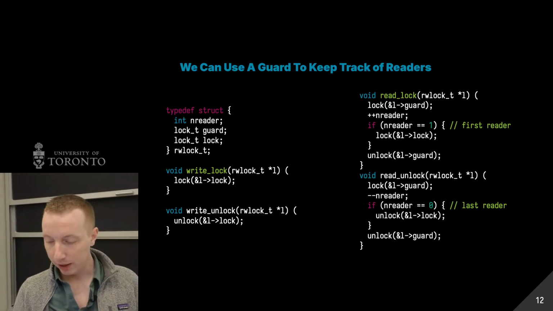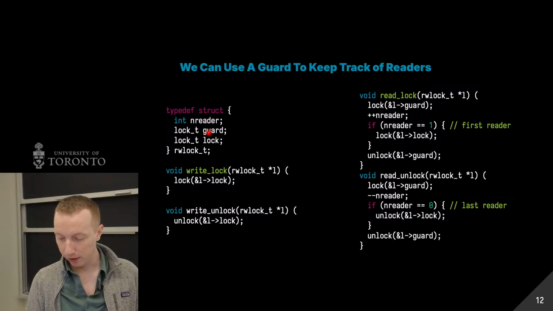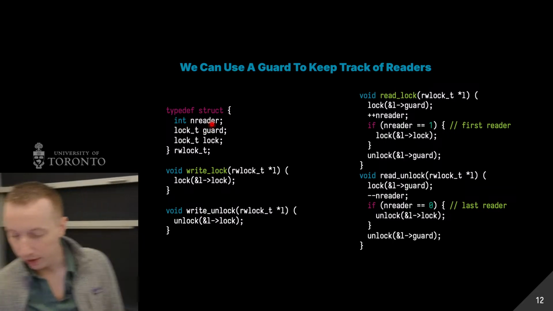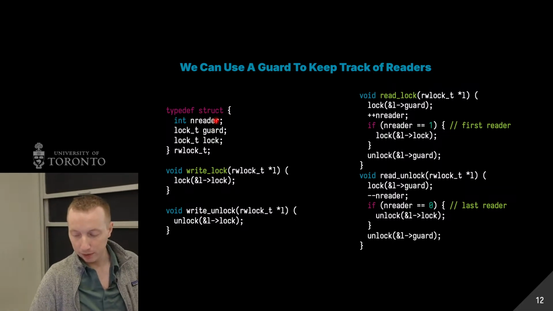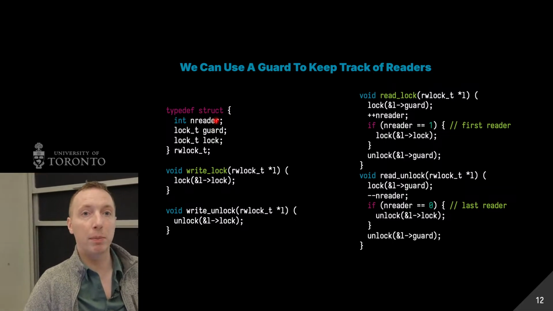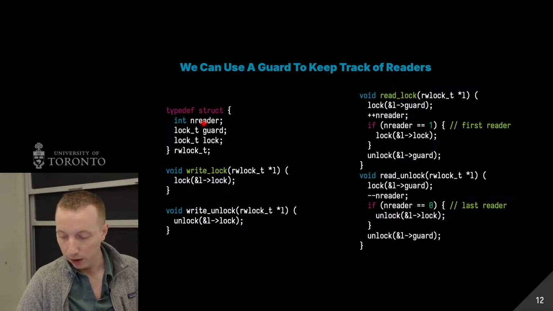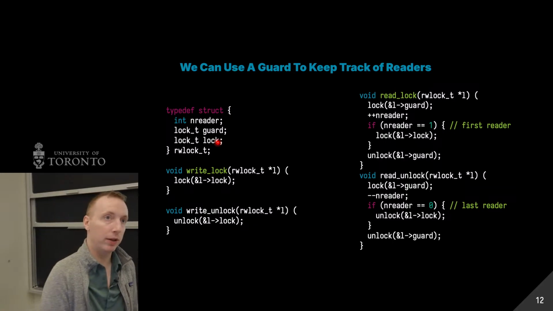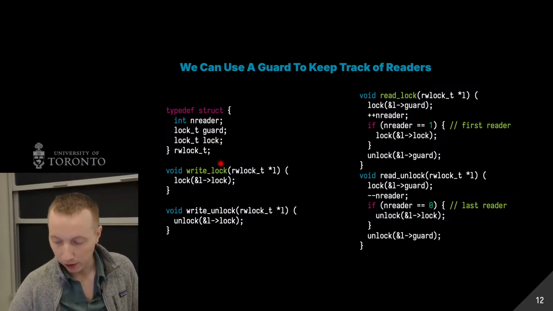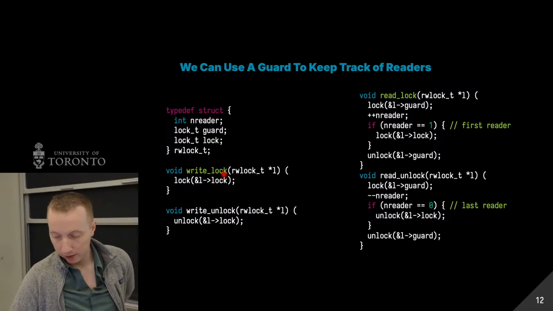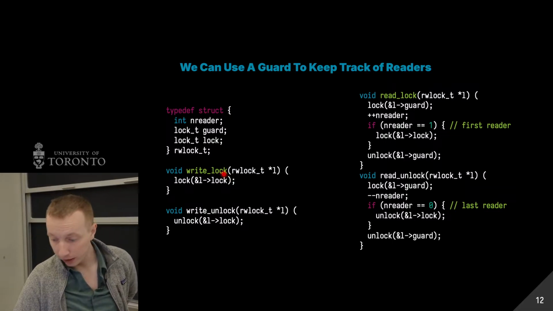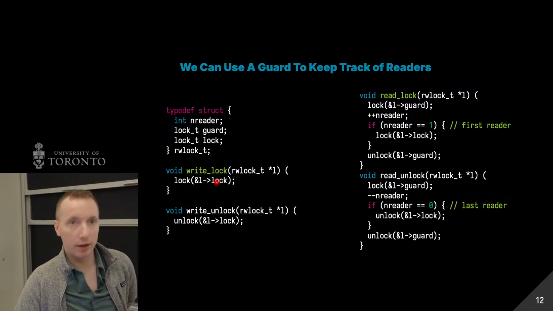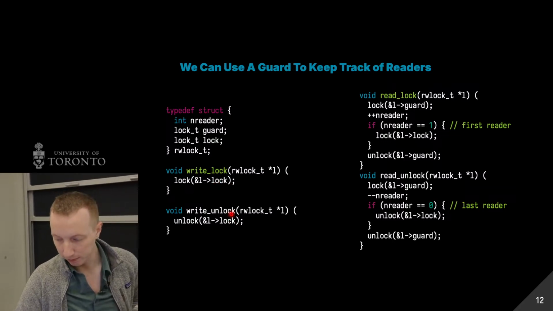So same idea as before. We have this internal guard just to make sure we don't have any data races. We're going to keep track of a field called number of readers. Other than that, we're just going to have this lock here. We're going to assume it's just a mutex. So if it's just a mutex, the implementation of the write lock and the write unlock can just be, well, just lock that mutex and unlock that mutex.